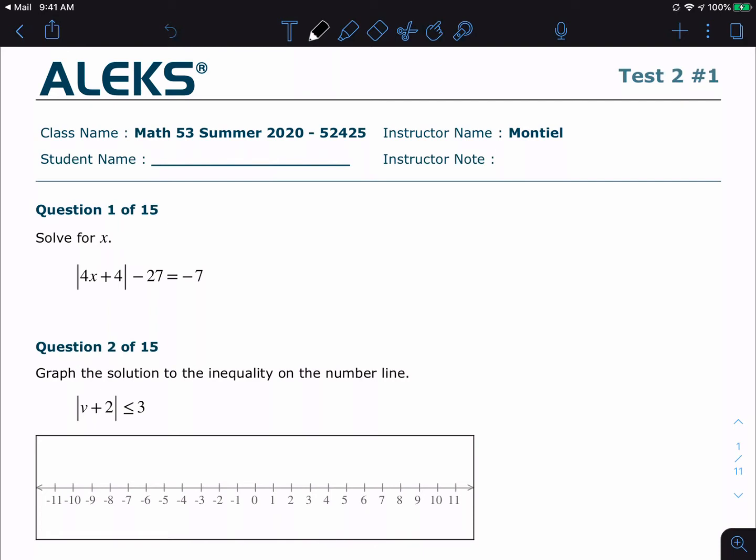Hello class. I want to go over the practice exam for you guys so you guys can be well prepared. So this is it. Please take notes on it.